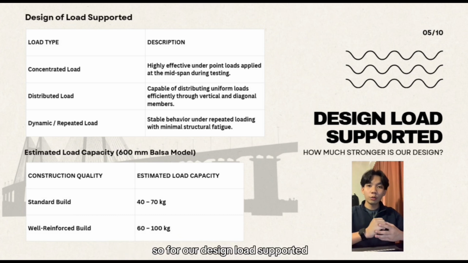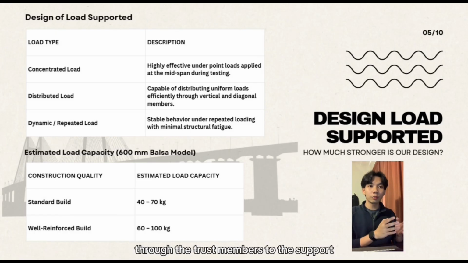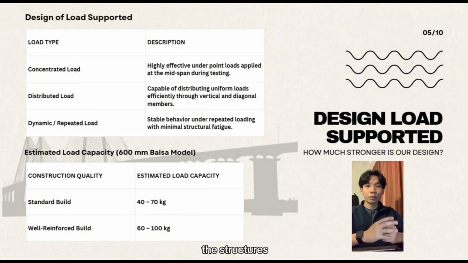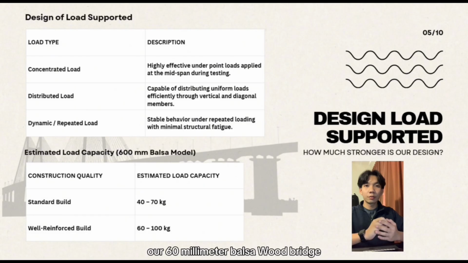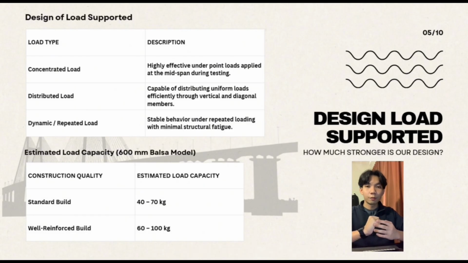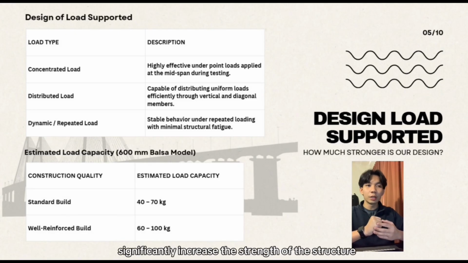For our design load supported, basically our bridge is designed to support both concentrated and distributed loads. It performs based on the mid-span point load, where the forces are transferred evenly through the truss members to the support. The structure will also remain stable under repeated loading. For our 600mm balsa wood bridge, our estimated load was 40 to 70 kg for a standard build and 60 to 100 kg for a reinforced build, and it shows that the reinforcement significantly increased the strength of the structure.